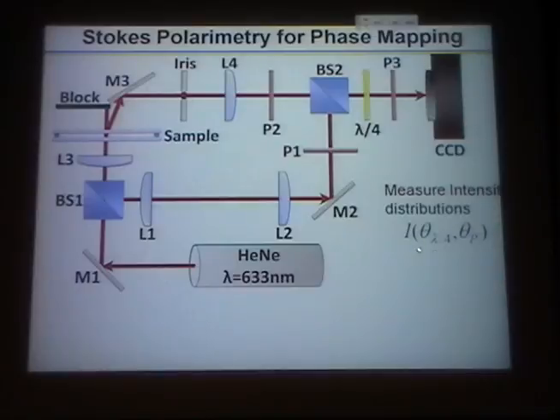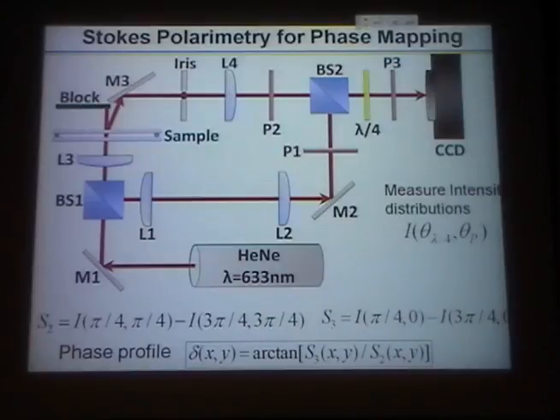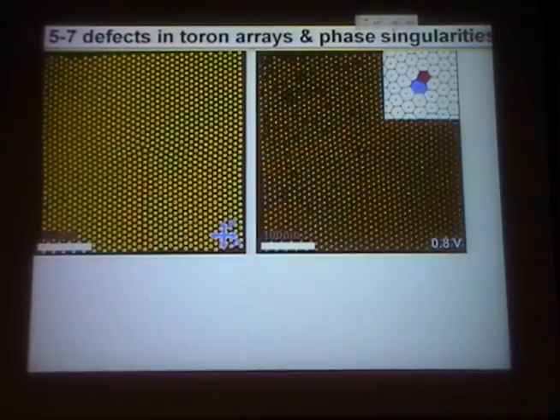From the data of intensity measured for different orientations of the quarter-wave plate and polarizer, we can then obtain the Stokes parameters S2 and S3 using those simple expressions, and then from those one can calculate the phase profile as a function of coordinates. Right, so in here are some more examples of defects in the periodic lattice of the Torons, the hexagonal in this case, and you can see a 5-7 defect pair here in the very center of it.